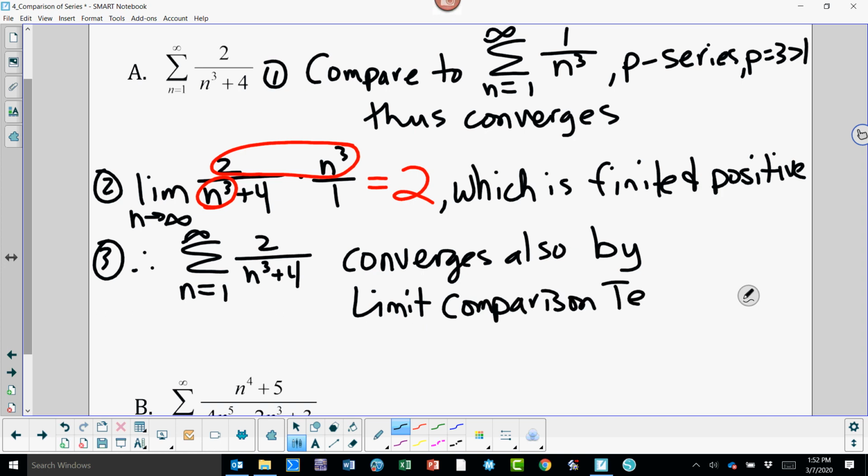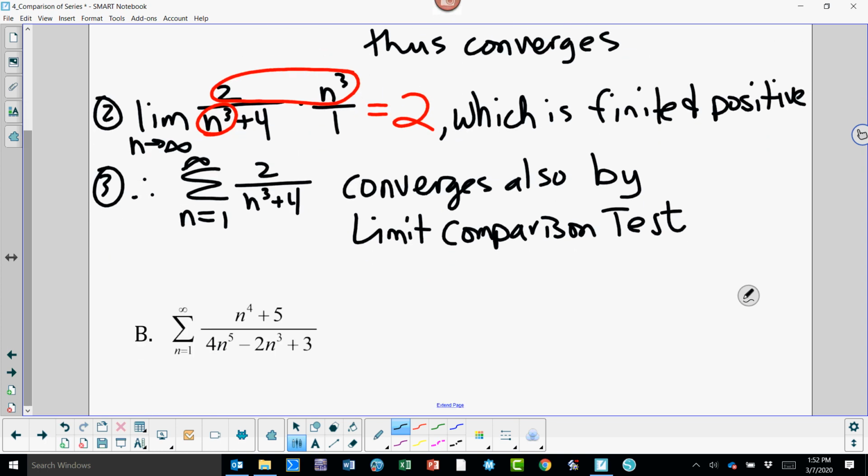Okay, and there you go. So much easier. I don't have to worry about the inequality. I literally just find something to compare it to that's a p-series or geometric, something like that, usually p-series. Do this limit. It's easily going to come out a number. Done. Okay, make my conclusion.